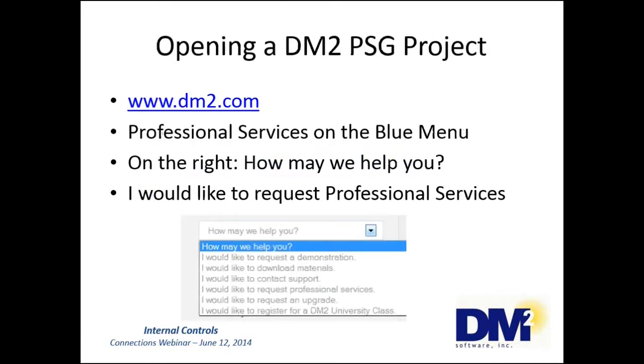During our presentation, we referred to contacting professional services for additional help if needed. We want to review this process for doing this, and we thought a checklist might be a good idea. Go to the DM2 website. Find the Professional Services option on the blue menu. On the right, select How May We Help You? And select I would like to request professional services. Complete the form and submit to our professional services team.